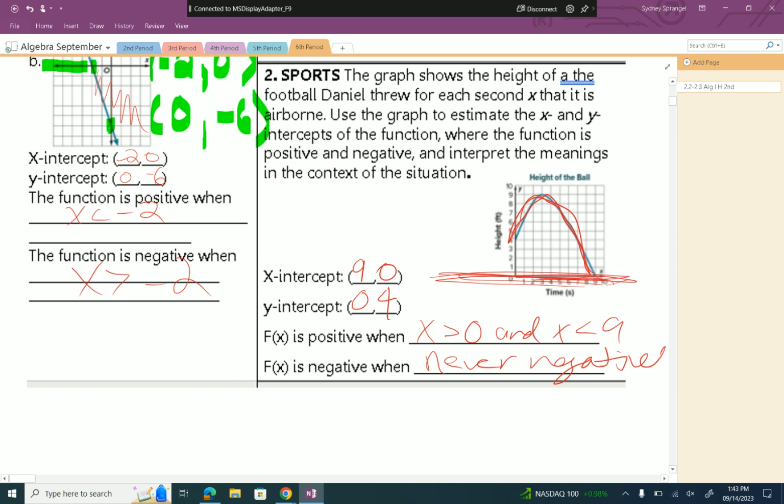And then what about my x-intercept at 9, 0? When would my height be 0? When it hits the ground. So after 9 seconds, he's got the ball in his hand, he throws it, it hits the ground. So that x-intercept, that's when it hits the ground. And the 0, 4, that's before the throw. Okay. Really good work today.